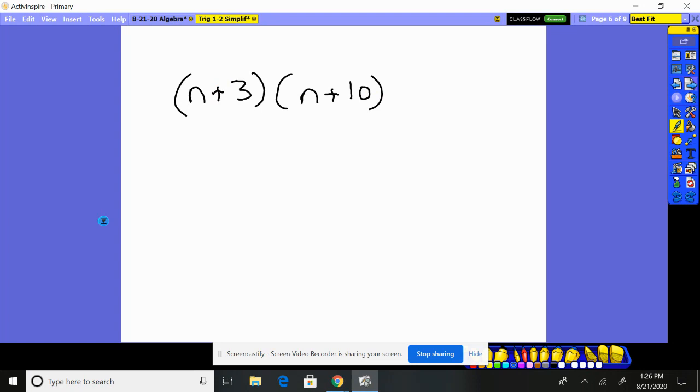Now, let's say we have this. We have the quantity n, or the sum of n and 3, that total quantity, times the n plus 10 quantity. How do we do this? Well, here's what I like to think about. Okay, they try to teach you all these rules. What we're going to do is think of it this way.